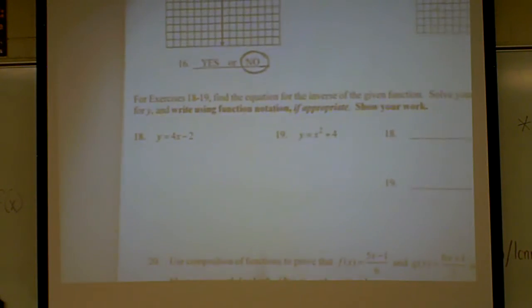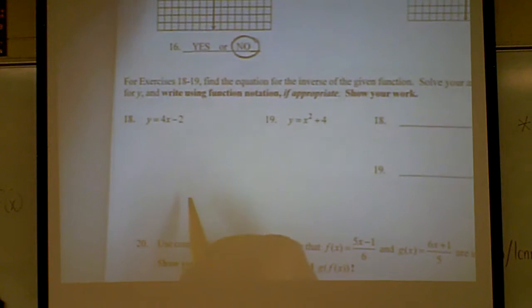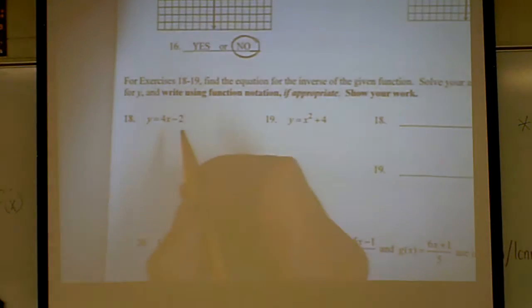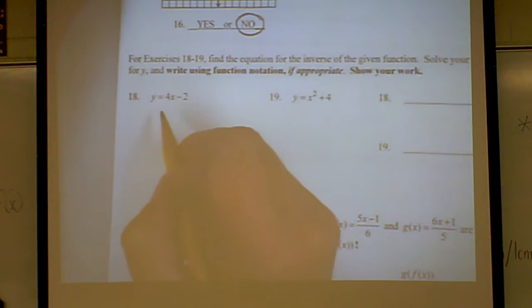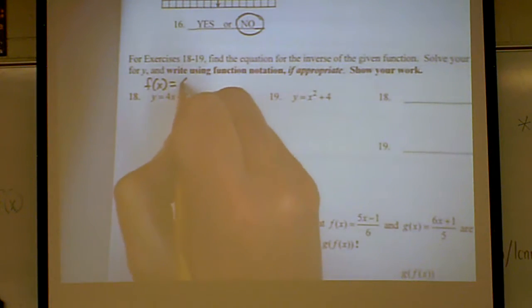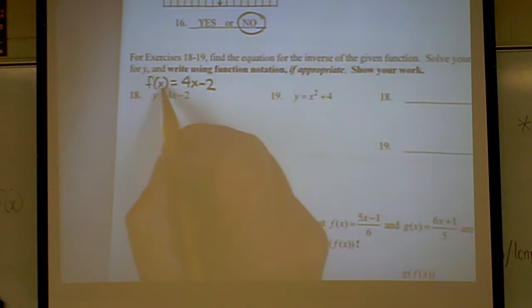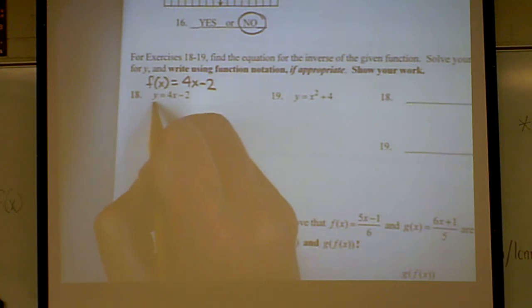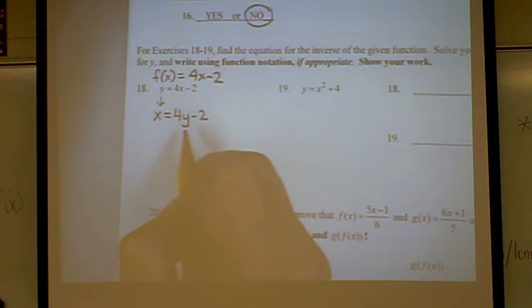Number 18, and I gave 3 points for 17. Number 18, how do you find the rule or the equation for the inverse of a given function? Well, this is the function. If we were to replace f of x with y, the inverse is when you switch these x and y values around. So x, in other words, is 4y minus 2. Then you resolve this for y.